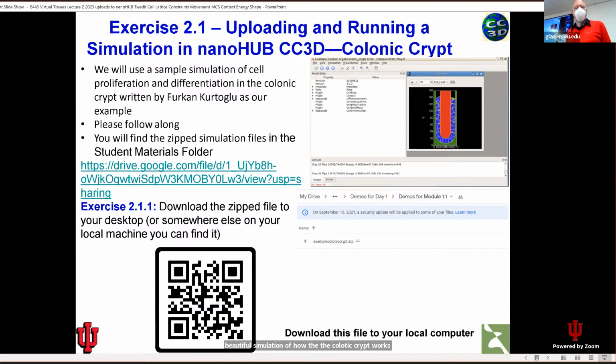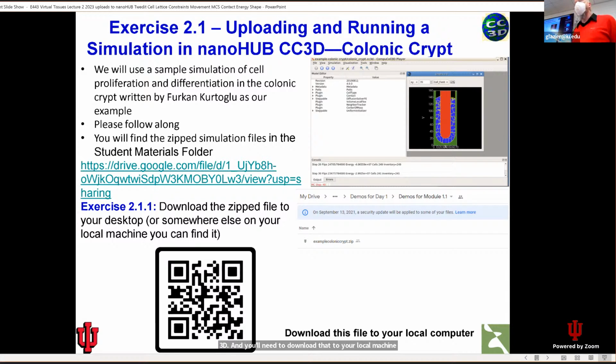And you should be able to find it in the student materials directory. The first thing you have to do, whether you're running it locally or going to run it on nanoHUB, is go to student materials. There should be a folder called demos for project class 2. And inside of that, there should be a zipped file called something like colonic_crypt_cc3d. And you'll need to download that to your local machine.